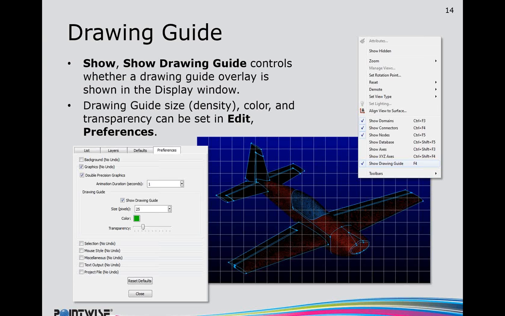Along with this, in the Edit Preferences panel, under the graphics frame, we have some additional options for the drawing guide. Of course, here you can also toggle it on and off if you need to. You can change the size of these squares that are in the grid in pixels. You can change the color of the overlay, and you can also adjust its transparency, so making it a little more visible or less visible. So those are the options that we have in Edit Preferences for the drawing guide.